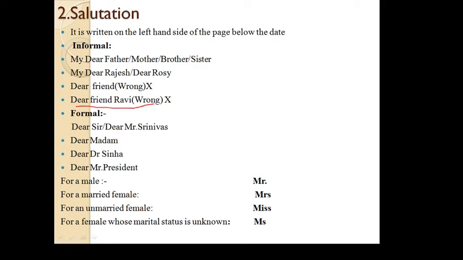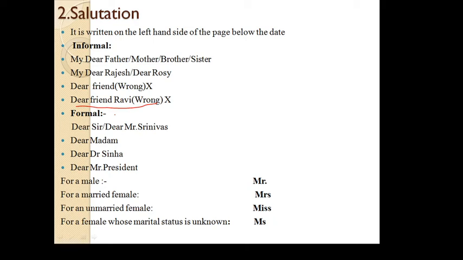Okay, so this is the wrong model. So what is right? You mention your friend's name, dear Ravi, don't write dear friend. Okay, next, formal style: dear sir, dear Mr. Srinivas, dear ma'am, dear Dr. Sinha, dear Mr. President.